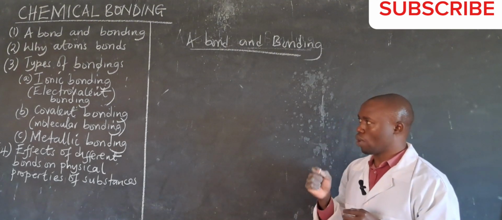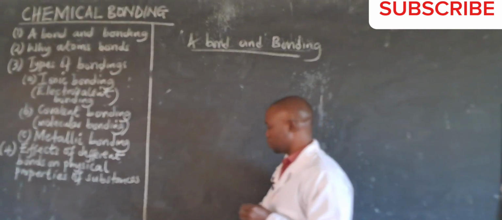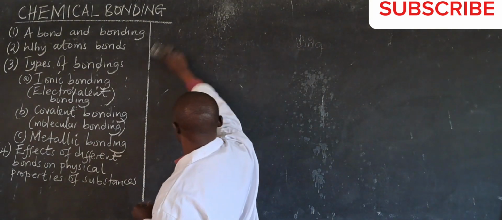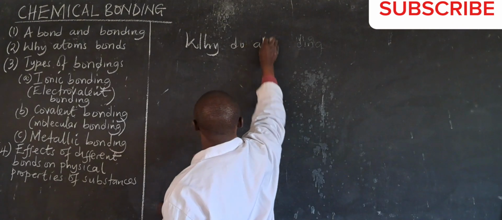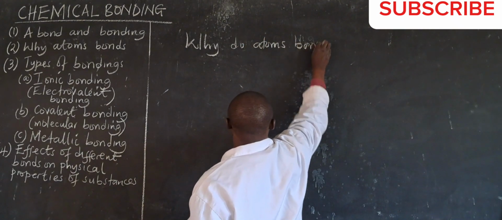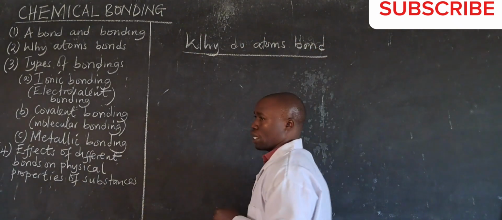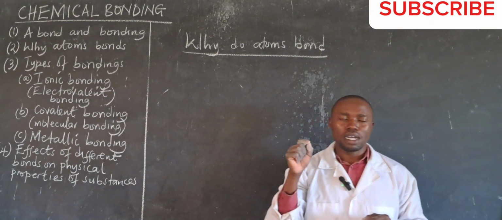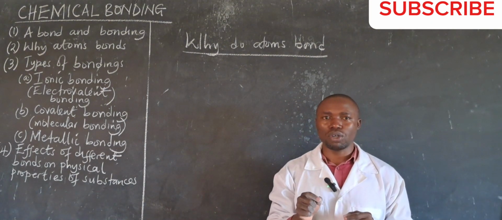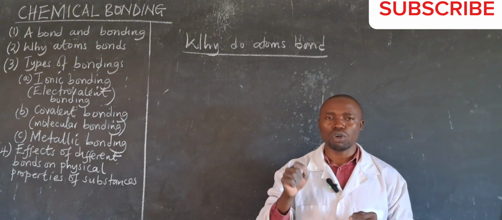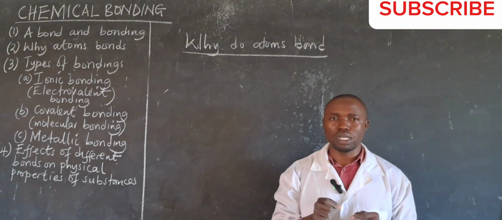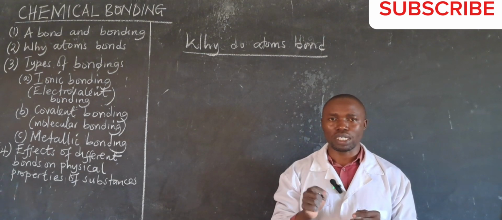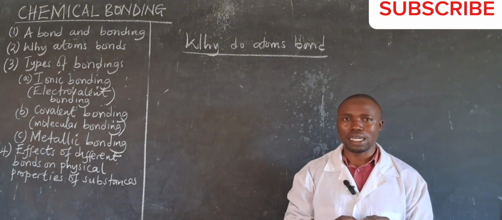Let us look at why do atoms bond. So next subtopic is why do atoms bond or engage in bonding. Now we have said that bonding is important because in chemistry we have what we call chemical reactions. Now to understand why atoms bond, we need to understand the electronic structures of different atoms as they combine to form compounds. Let's take an example.